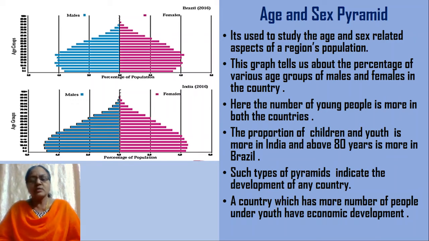Here, in this graph, we found that the number of people who are young is more in both the countries. In the case of youth as well as children, in India you find the number is more. At the same time, people above 80 years is more in Brazil. Such a type of pyramid indicates development of any country. At the same time, we also have to remember that the more the number of people in the younger age group, the more will be the economic development.